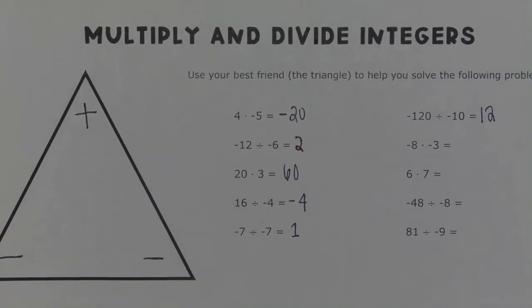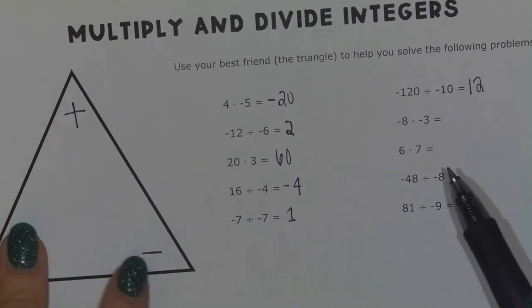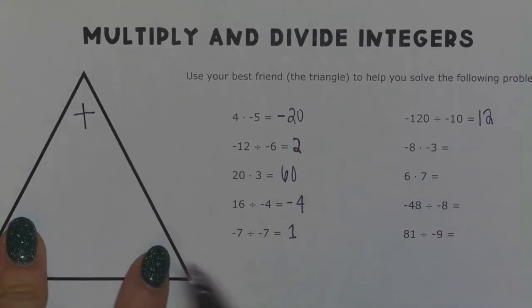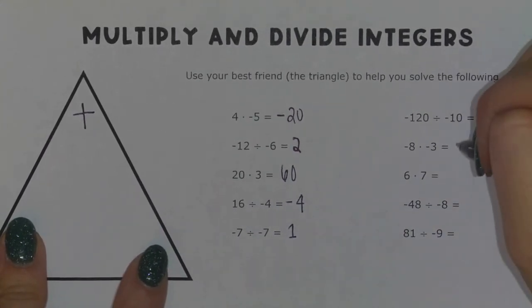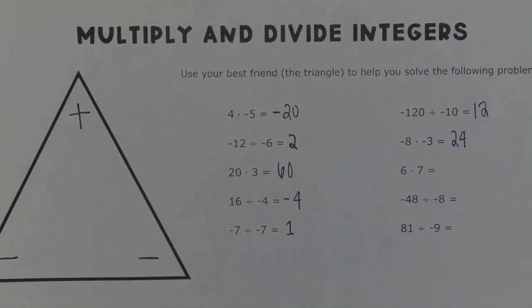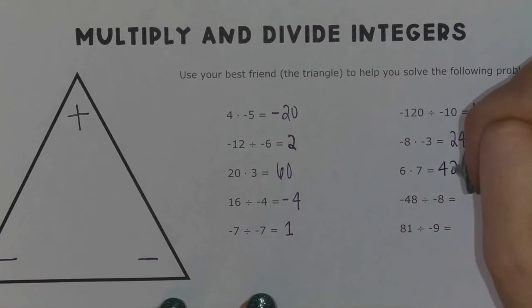I have -8, excuse me, that's a multiply, times -3. So a negative and a negative is going to give me a positive, and 8 times 3 is 24. I have +6 times +7. Again, that's just regular multiplication. 6 times 7 is 42.